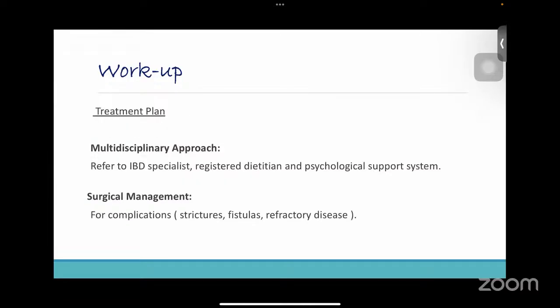So let's go over the main components of inflammatory bowel disease treatment, which is a multidisciplinary approach essential for optimal care and improved quality of life. It involves an inflammatory bowel disease specialist for ongoing management that includes both induction and maintenance therapy, a registered dietitian for nutritional assessment and support, and psychological support to address anxiety, depression, or quality of life issues. In some cases, surgery is required when the disease leads to complications, such as fistula, abscess, and stricture.